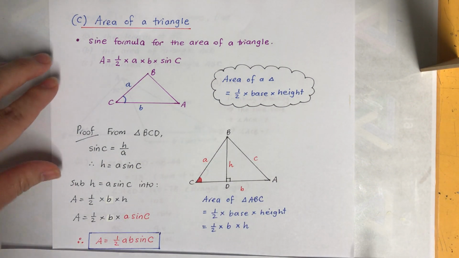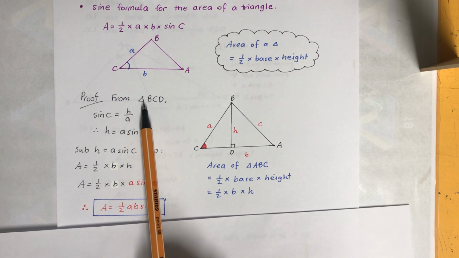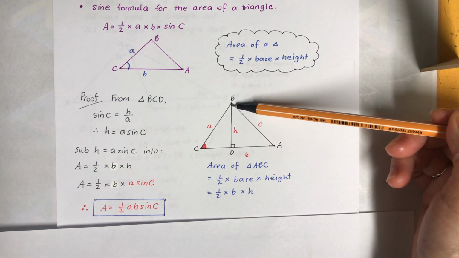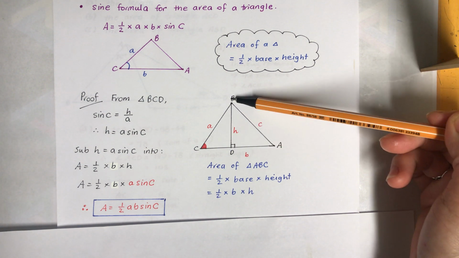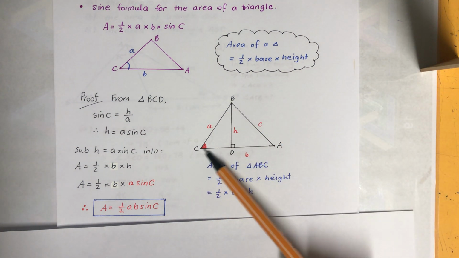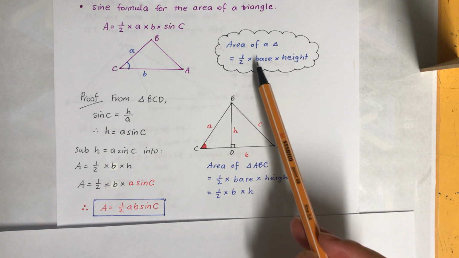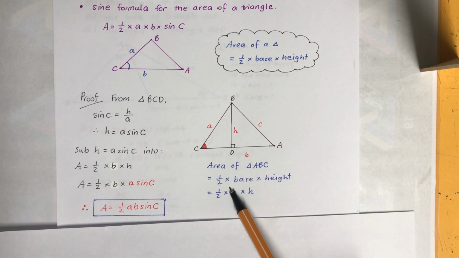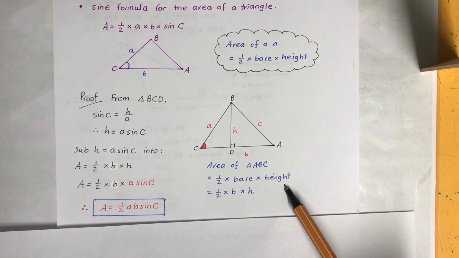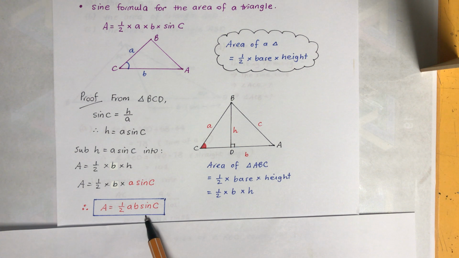So I'm going to actually prove this. So from triangle BCD here, I just conduct the perpendicular line going through the B and then meeting at the D of the CA. Now half times base is b. Now we need to find the height, isn't it? If I can replace height with some sort of a trig ratio, I think I can get this.